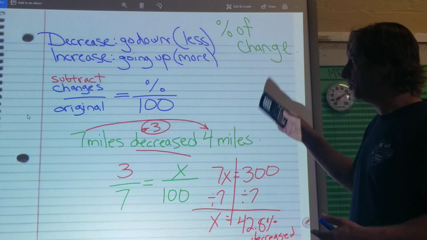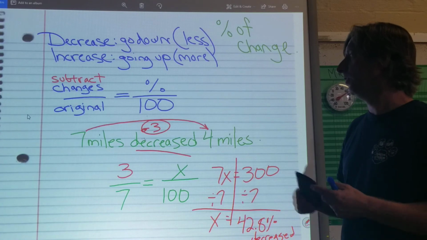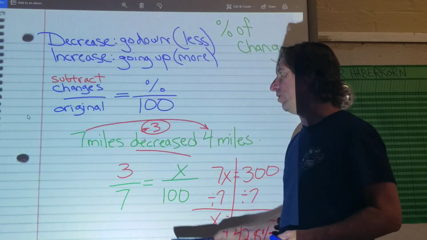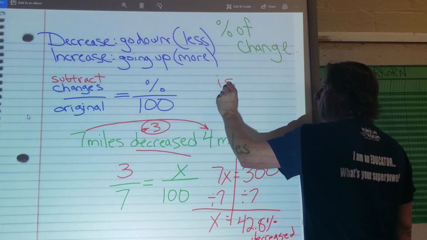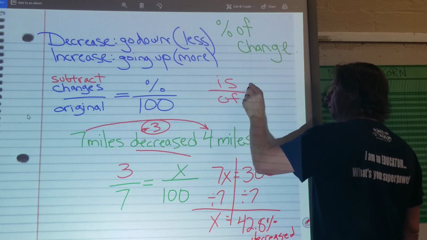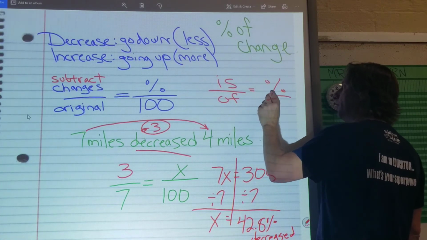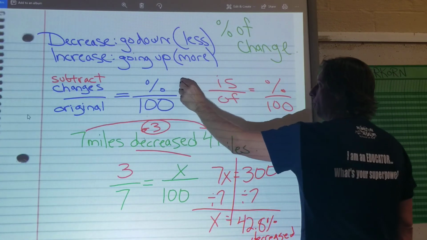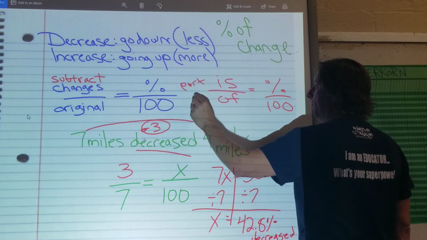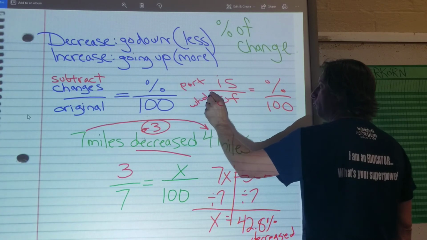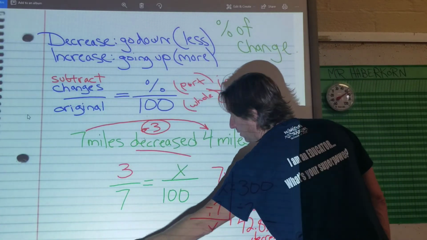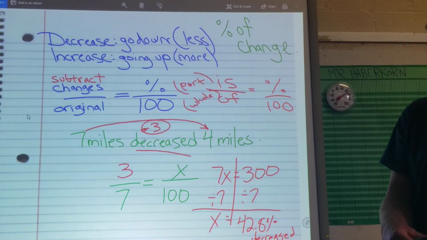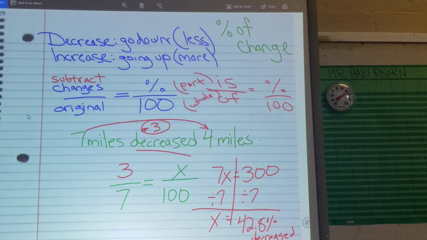All right, so that's percent of change and how it works. Change over the original, x over 100. Now don't forget, that's different than your regular percent problems, which are is over of, percent over 100, or part over whole, right? So this is a lot to remember, so this is why we take notes. So I'm hoping you wrote everything down you see up here. It's going to help you out later if you write this stuff down. It makes your life easier.